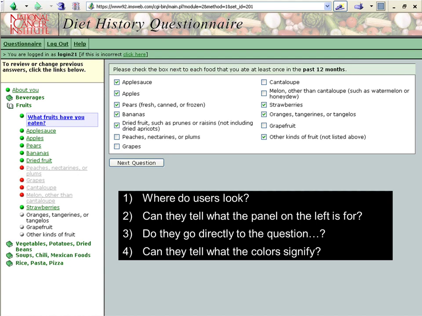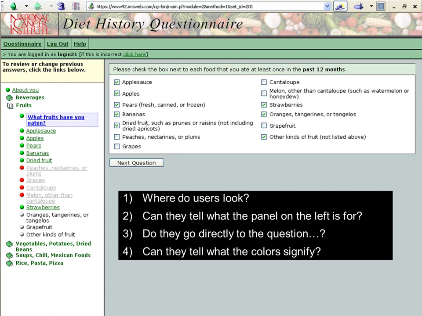For one, is it even clear where to look, or is this confusing? Many people learn to look for question numbers as a guide to filling out a questionnaire, but the computer doesn't need these, and often they are not included with the questions. Further, do users even know what the panel on the left is for? Is there anything about it that's confusing? Do the colors that are used match their expectations? Each of these questions gives rise to cognitive probes and issues for usability testers to investigate.